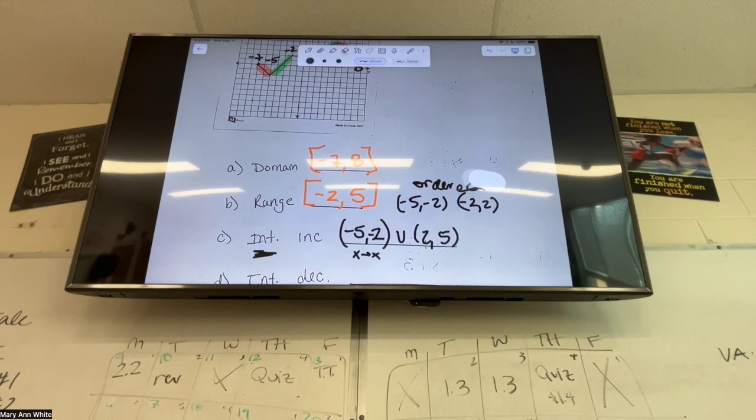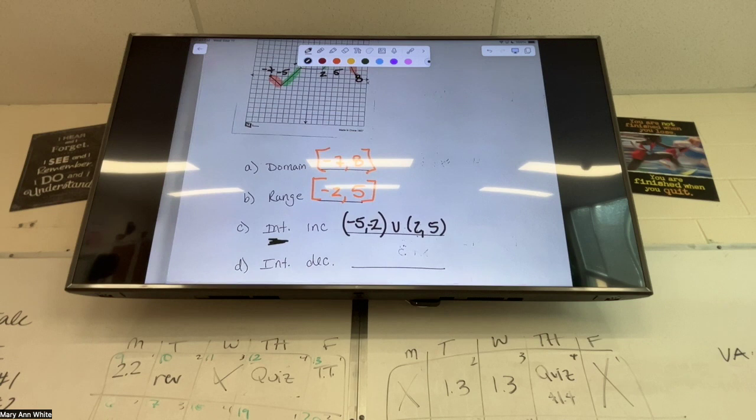I don't want to confuse you guys more, but I'm trying to find common mistakes so we don't have to do it again. All right, what are my intervals for decreasing then? Negative seven to negative five. Good. And then when again? Five to eight. Very good.